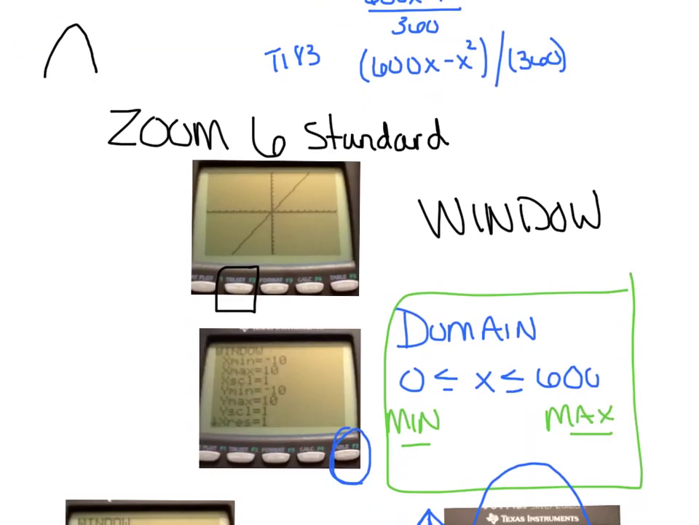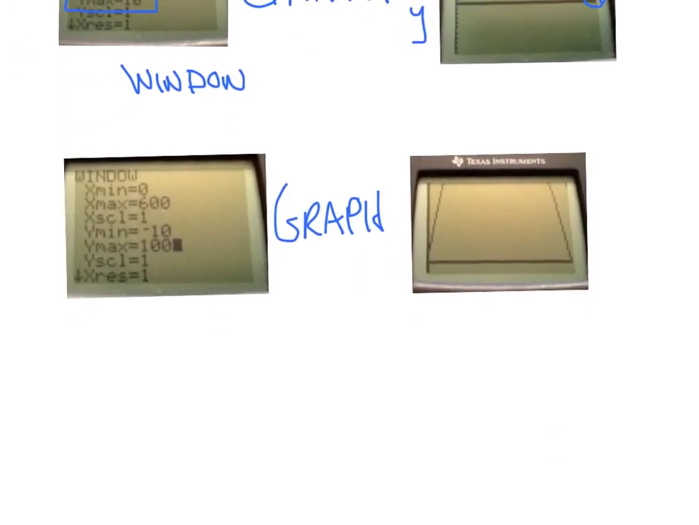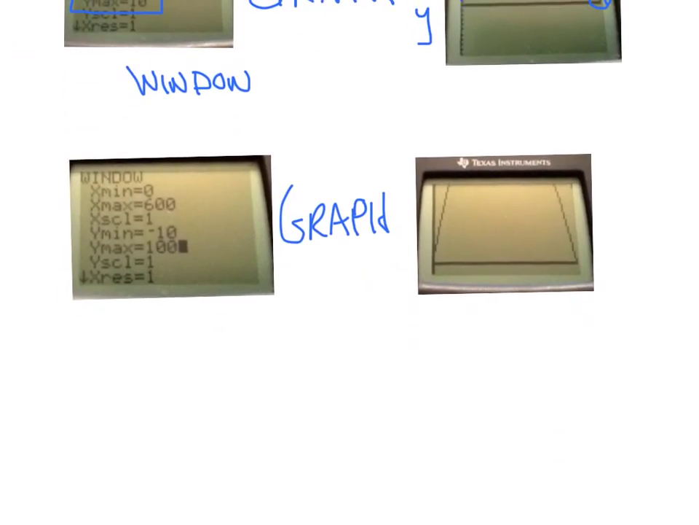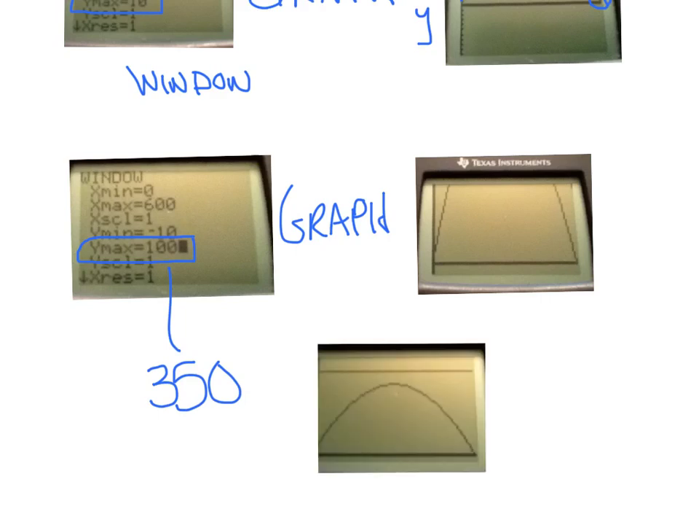So I'm going to use some common sense, and if I know my y values are smaller than 300, I'm going to say, okay, I'm going to make my y max maybe 350, just so I can see my picture perfectly. So go ahead and change that window and hit graph again. And this time you can see a much better picture. You can now see this entire parabola. Okay, we can see that whole thing.